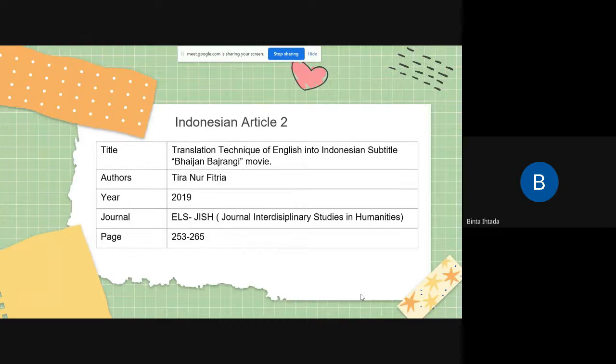We come to Indonesian article 2. This article is entitled "The Translation Technique of English into Indonesian Subtitle in the Bajrangi Bhaijaan Movie." The author of this article is Tira Norfitria, and this article was published in 2019 in ELS Journal Interdisciplinary Studies in Humanities. The pages are from 253 up to 265.